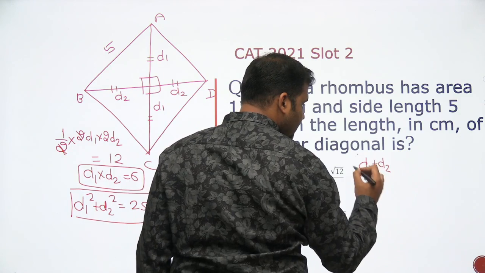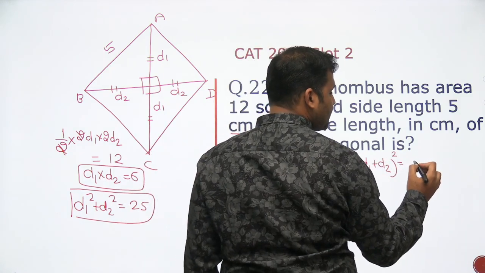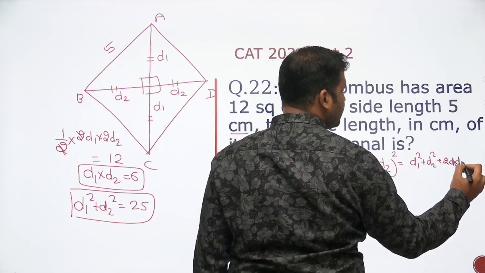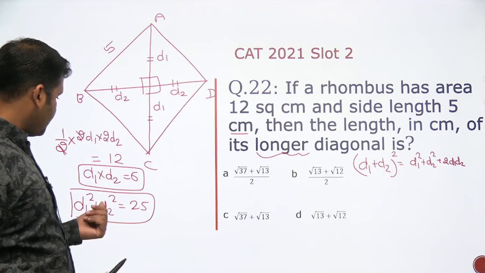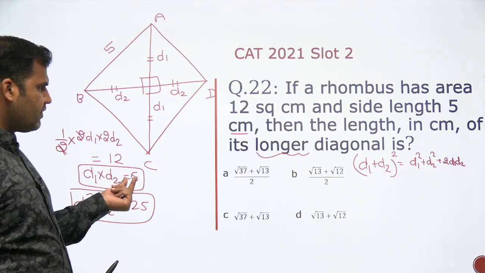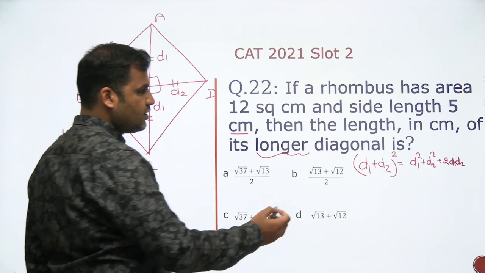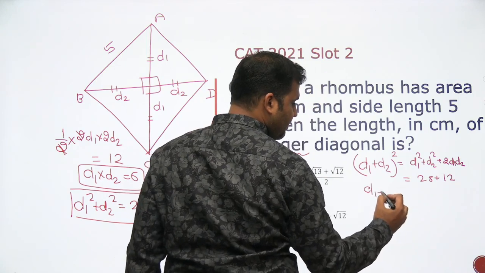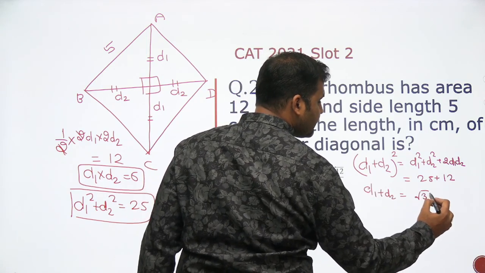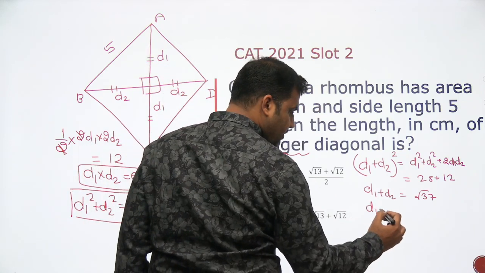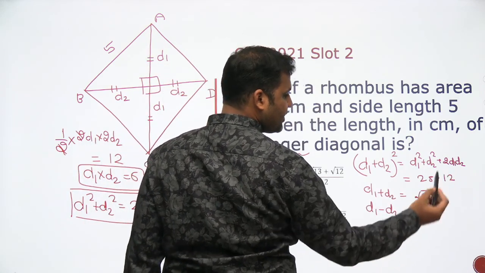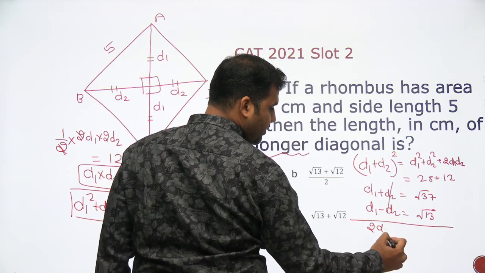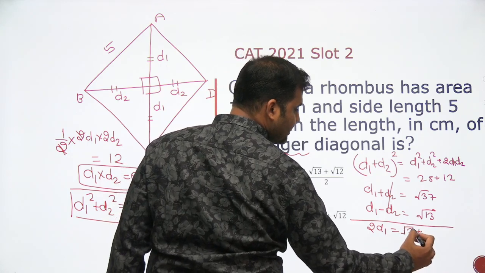D1 plus D2 whole square is equal to D1 square plus D2 square plus 2 times D1 D2. Right. So now D1 square plus D2 square is 25, D1 D2 is 6. 25 plus 6 into 2, that is 12, that is 37. So I'll get D1 plus D2 as root 37. Similarly, guys, D1 minus D2 will be equal to root of 25 minus 12, that is root 13. Now, if I add them up, 2 times D1 will be equal to root 37 plus root 13.